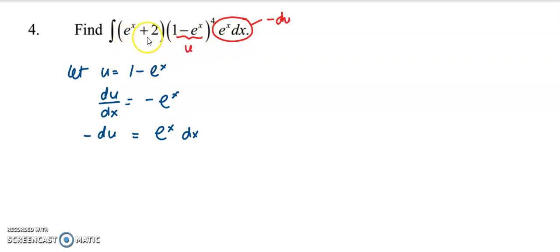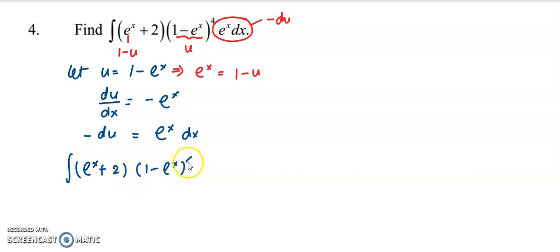And how about the e^x plus 2? Because we're going to substitute everything in terms of u, that includes this e^x plus 2. Here I can see that if I let u equal 1 minus e^x, the e^x can be written as 1 minus u. Bring the negative e^x over to the left, and it equals 1 minus u. This means this e^x can be replaced by 1 minus u. So we have planned everything, and our question can be substituted in terms of u. Everything can be in terms of u. Now we can start to write it out.